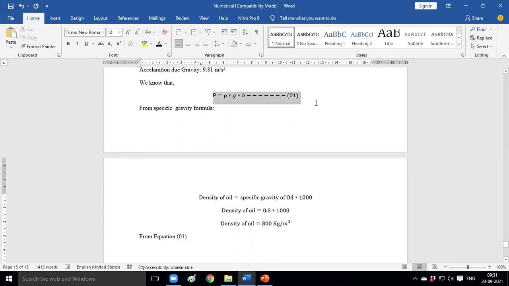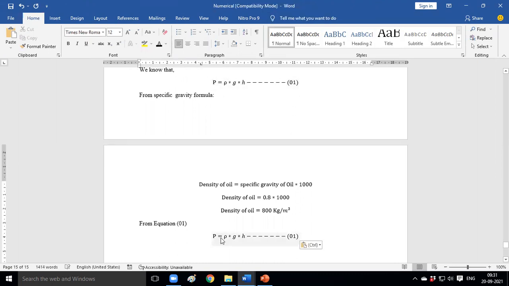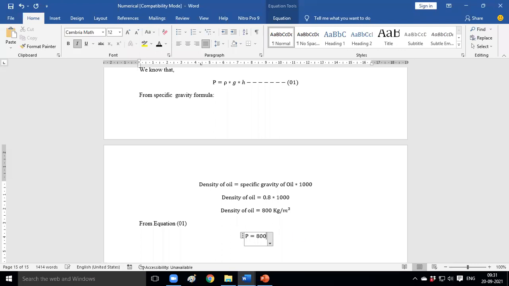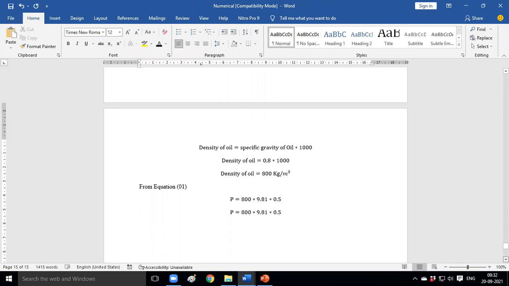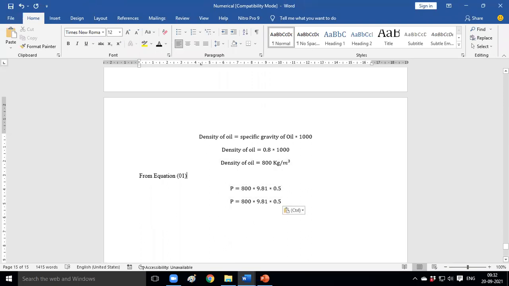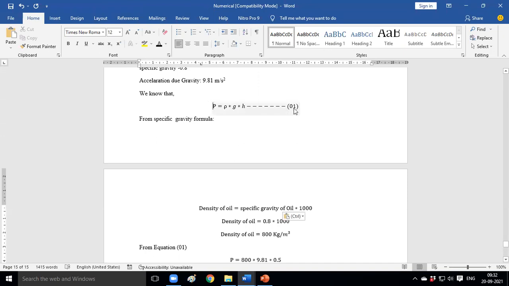This is equation number 1. P is equal to rho GH. Just put the values of rho, G and H, tell me one by one. What is the value of rho? 800. Correct. What is the value of G? 9.81. Correct. And what is the value of H?